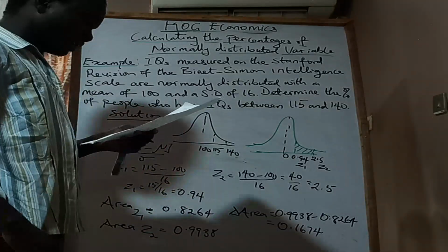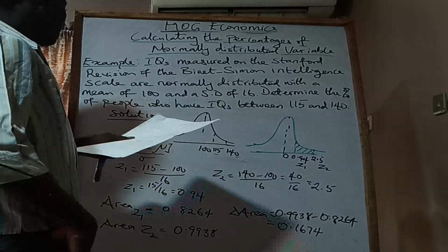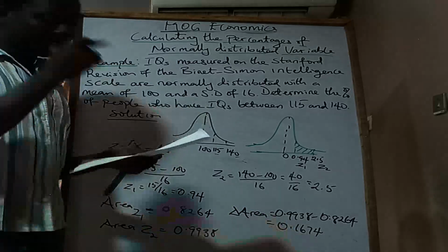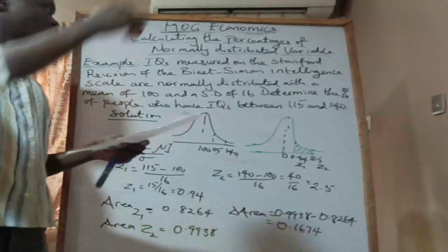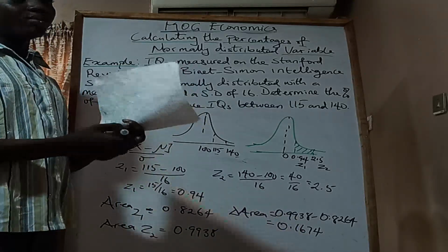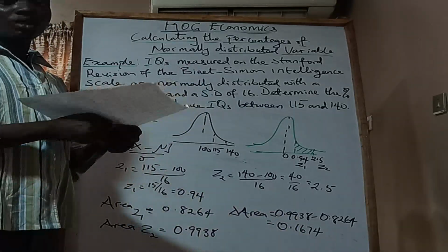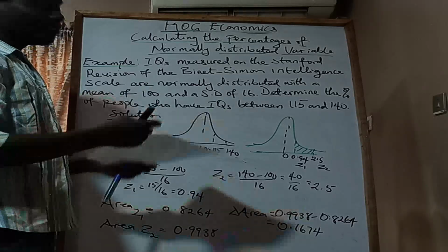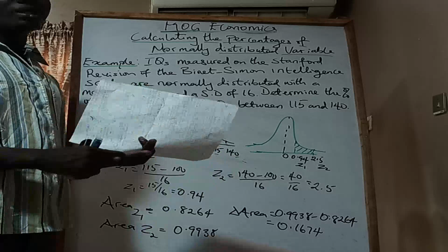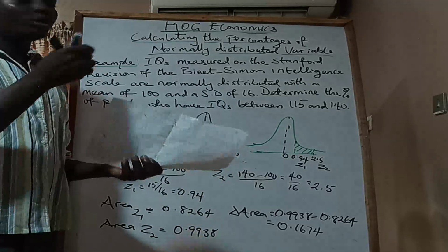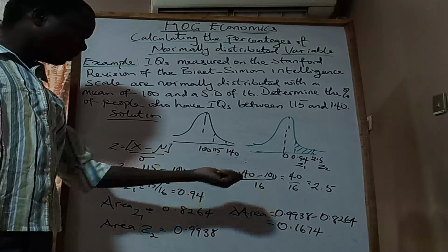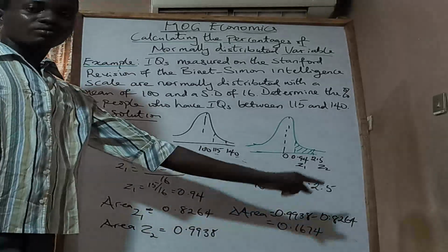That's how you're going to conclude: 16.74% of the people have IQs between 115 and 140. The other way you could conclude is that the probability of selecting someone at random who has an IQ between 115 and 140 is 0.1674.